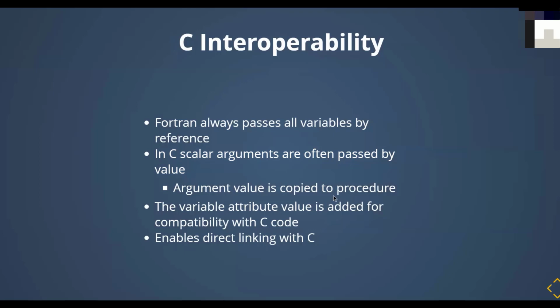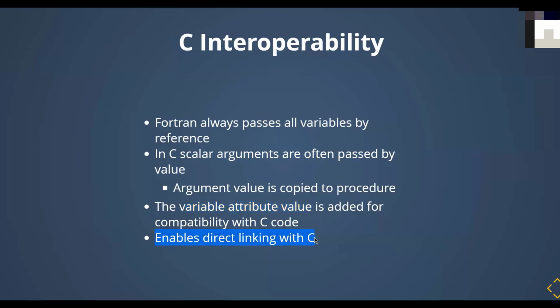There's also an attribute now that you can declare in your subroutine called value that will force Fortran to use pass by value, which hasn't been possible before. So you can create a subroutine that passes arguments by value, that is not by pointer, but by the actual value of the passed argument. And that is to make it compatible with C.